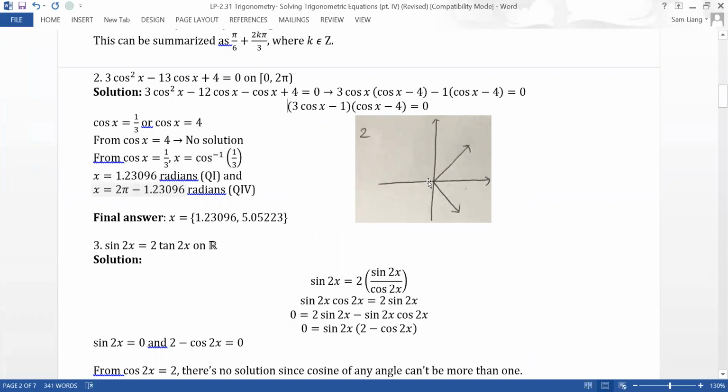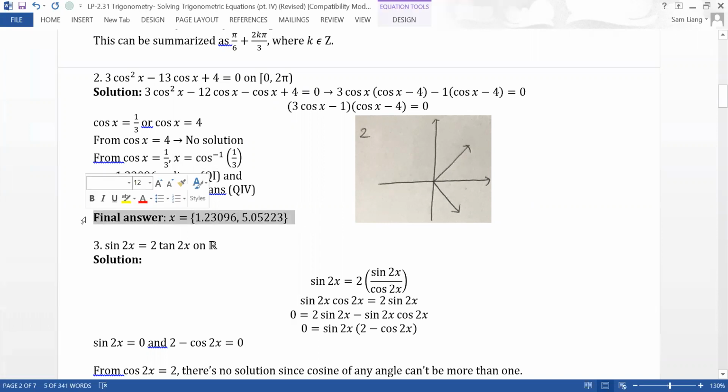And then the other answer is in quadrant 4, since cosine's positive in quadrants 1 and 4. So it'll be 2 pi minus that angle, which is 5.05223. Okay. So these will be your final answers for question 2.